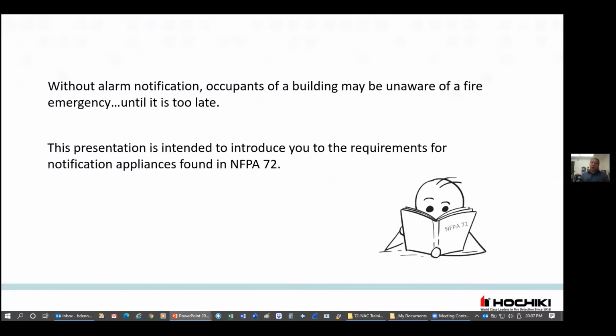So our presentation today is designed and intended to introduce us to the requirements found in NFPA 72 for notification appliances. This is not going to be a complete discussion of all of the requirements, but we're going to try to cover some of the basics as we go through it. So again, any questions, type them in anytime, and we'll get to those at the end of the presentation.